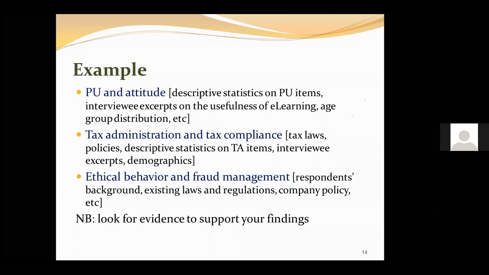Let's move on to tax administration and tax compliance. The result turned out as expected. You can dig deeper into the tax laws, the policies, what is on the ground as far as the tax administration is concerned.